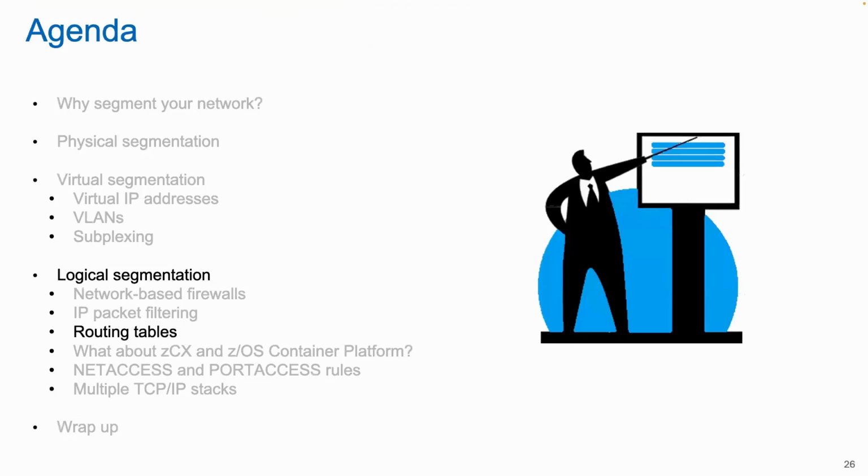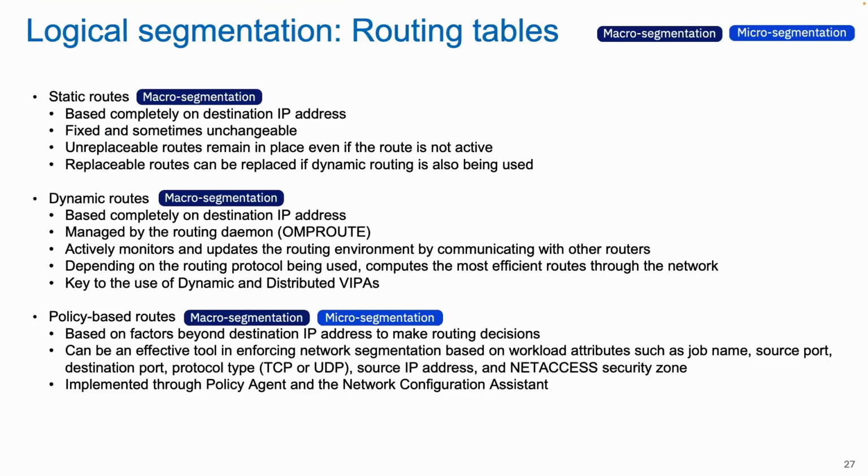All right, so moving on to the routing tables. The most basic one is static routes. It's based on destination IP addresses. As the name suggests, it's fixed and unchangeable in most cases. And that means that even if the route is not active, it is still there. So you could lose packets if that route is taken. So not very resilient.